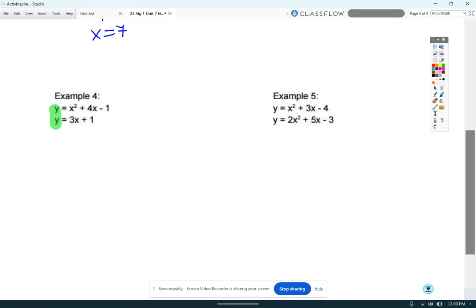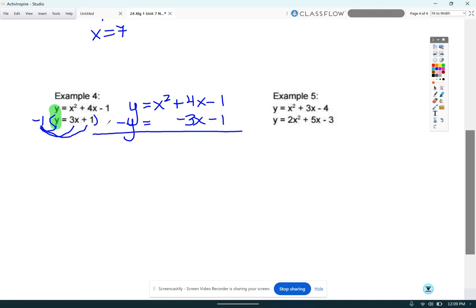So what I'm going to do is take the second equation and multiply it by negative 1. My first equation is going to stay y equals x squared plus 4x minus 1. My second equation is going to become negative y, negative 3x, and I'm just going to put that underneath the 4x because those are the like terms. And I'm going to have a negative 1, and again I'm going to line that up under the negative 1.